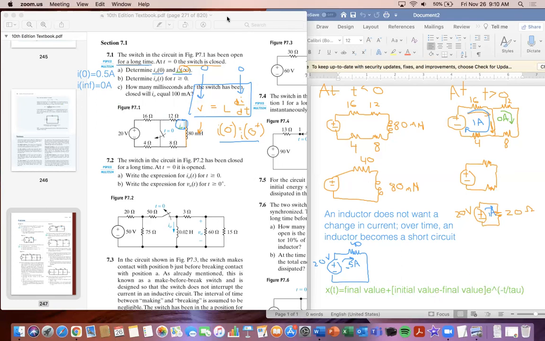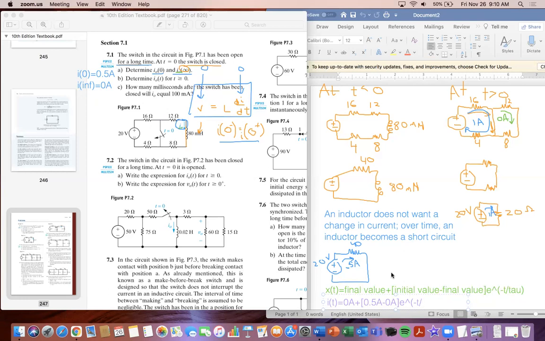We need to find current, so for the current I'm going to write that below. I of t is equal to the final value, which we determined was 0 amps at time infinity, plus the initial value, which was 0.5 amps, minus the final value, which was 0 amps, times e to the negative t over tau. And we just need to calculate tau in this circuit.